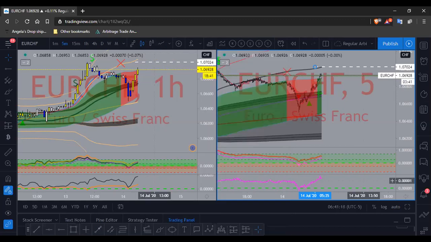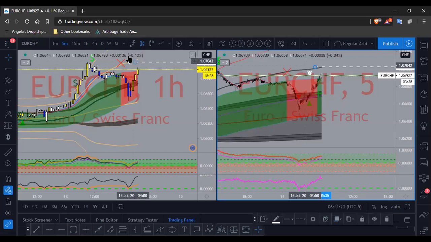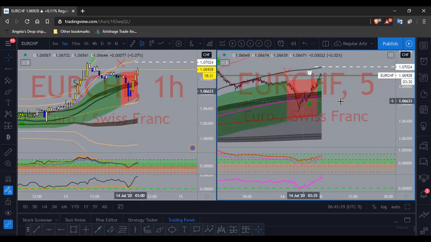So I'll be looking for price to reject off of this right here, which is the 2 deviations, and then for it to drop. That's what I'll be looking for. Not really interested in trading it as of right now. I'd rather have it come up here, make a double top before I try to get into it. And yeah, we'll see how that plays out.